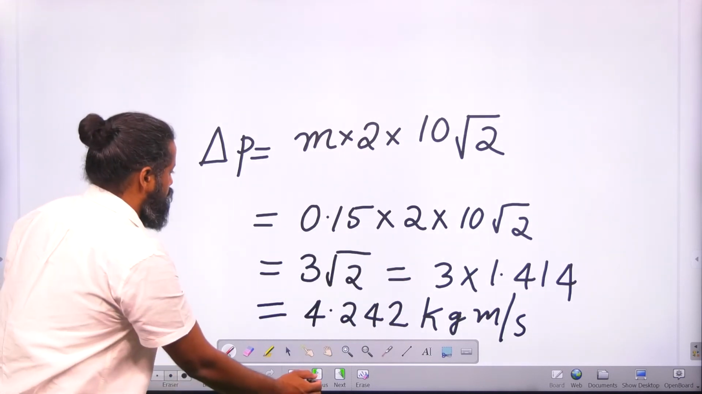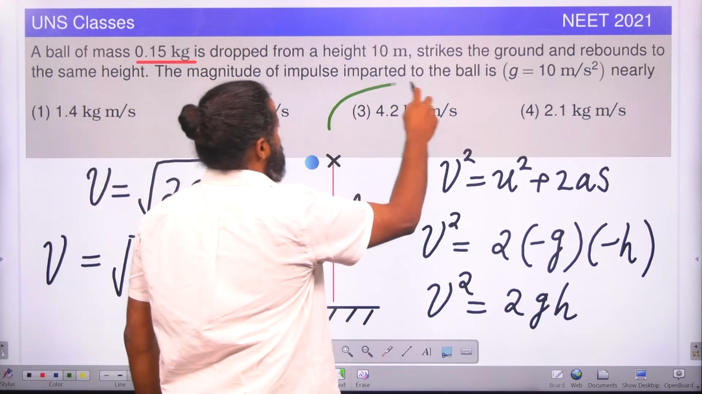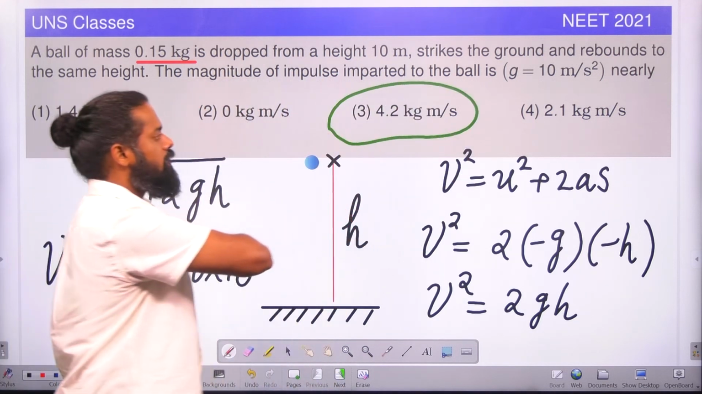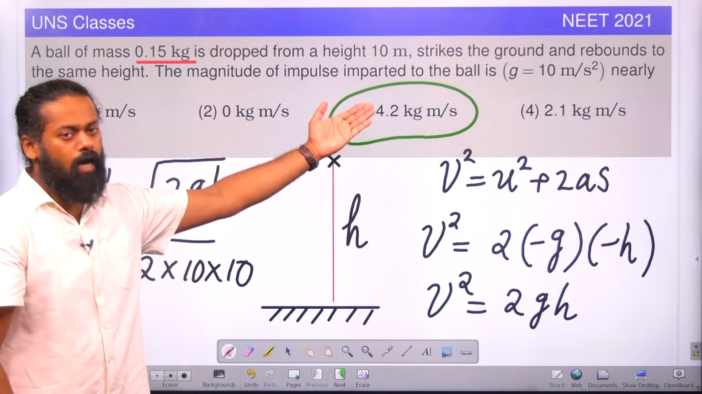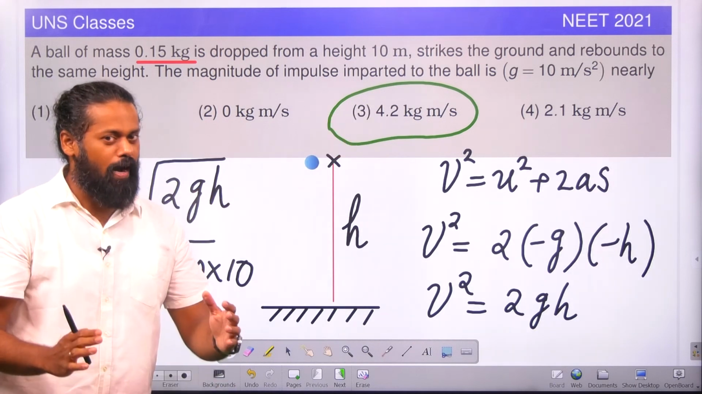Let us see the options. 4.2, option 3, is the right answer. 4.2 kilogram meter per second. I hope all of you understood this problem.